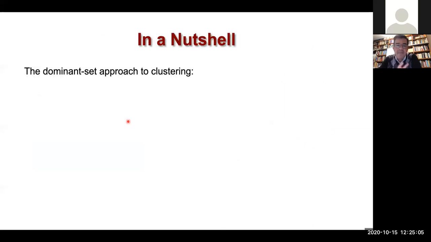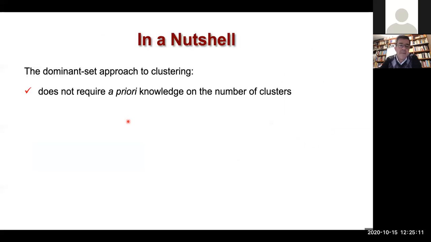Now, let me briefly summarize the main properties of this framework. So this dominant set approach to clustering, in the first place, although I didn't mention this explicitly before, contrary to what happens with other classical clustering algorithms, we don't need to know the number of clusters in advance, for the simple reason that we keep extracting clusters one at a time until we are done, basically. So we don't need to know the number of clusters in advance. And in many applications, this is a major difference with respect to classical approaches.